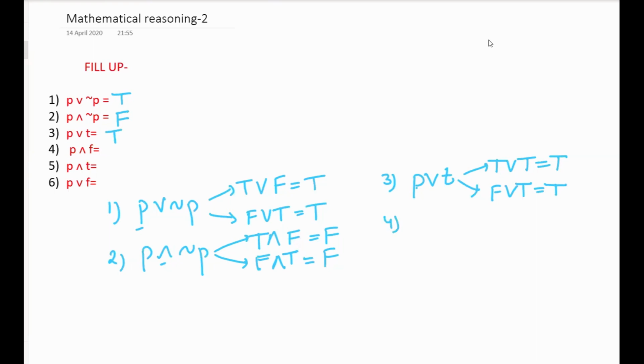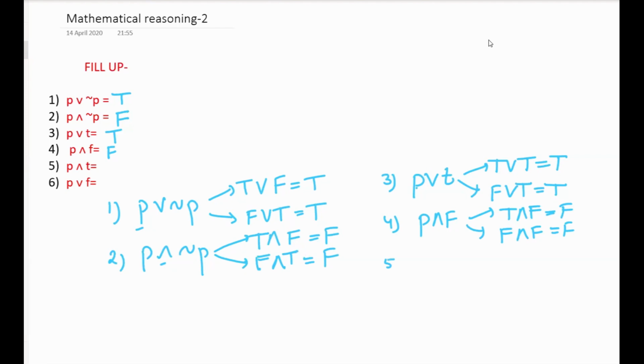So in this case the answer is true. Now the fourth blank is P intersection F. We have two cases. If I take P true, then true intersection F, in conjunction false dominates, therefore my answer is false. If I take P false, again my answer is false. So for this my answer is F.